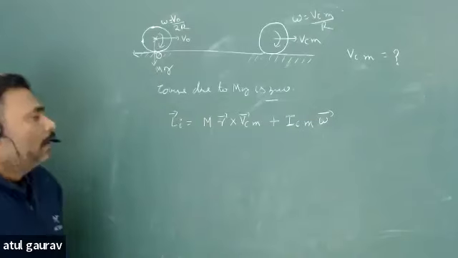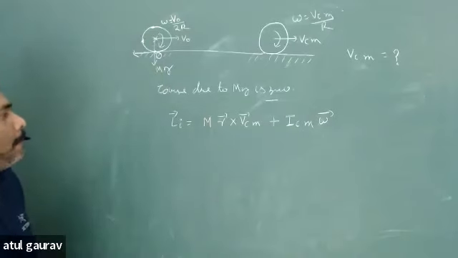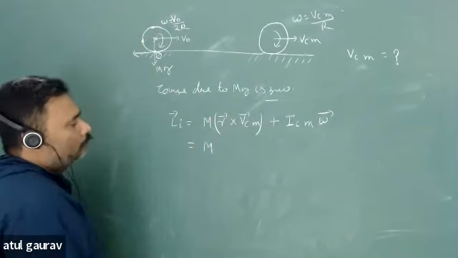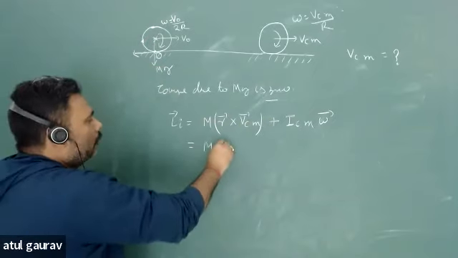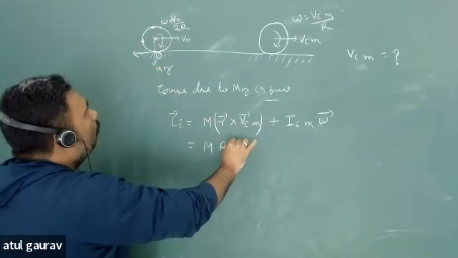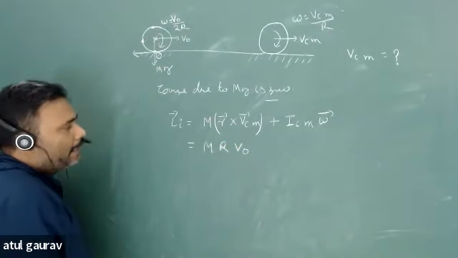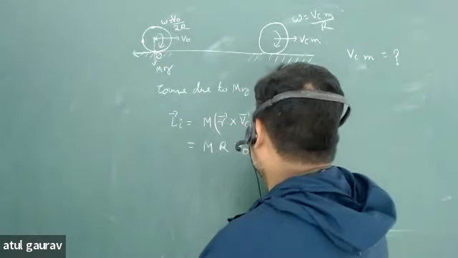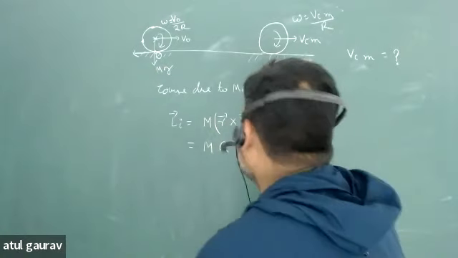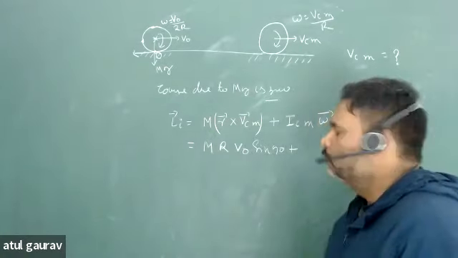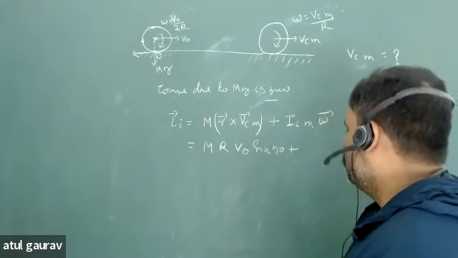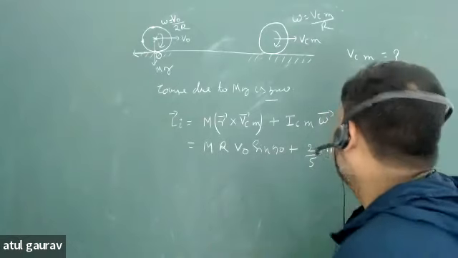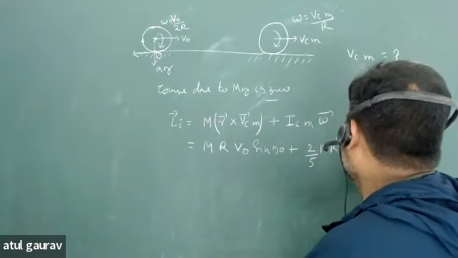चलो. Now, what will be R here? Radius, capital R. What will be VCM? It is your V naught, है ना? What is the angle between VCM and R? 90 degree. Sin 90. Okay. Plus, what is ICM? 2/5 MR square. Very good. 2 by 5 M R square. What is omega? It is given V naught by 2R.